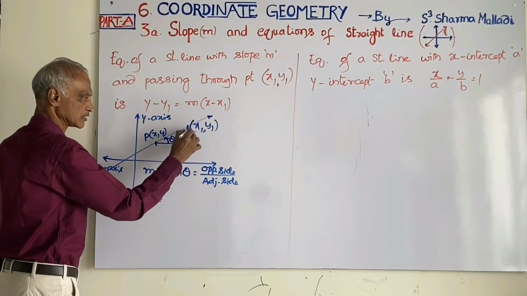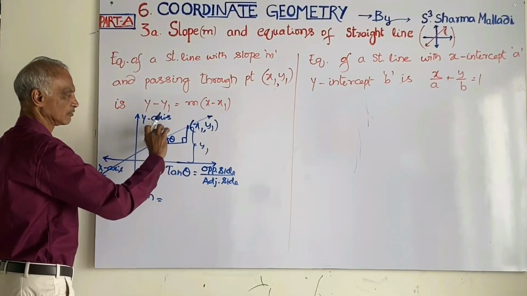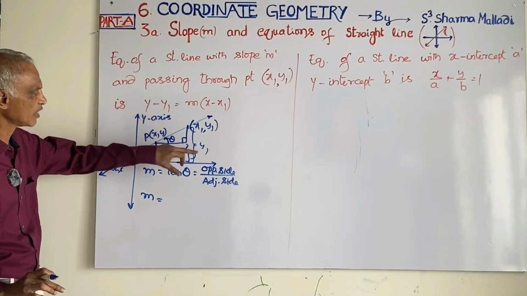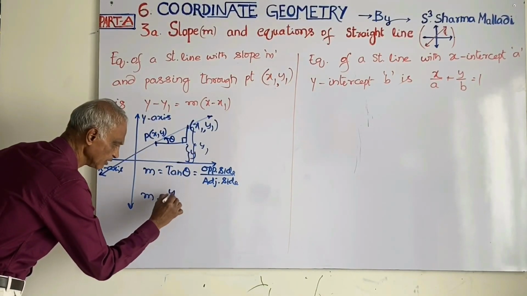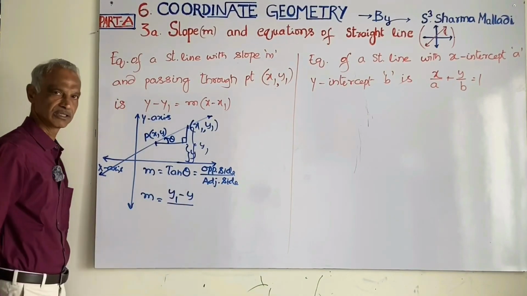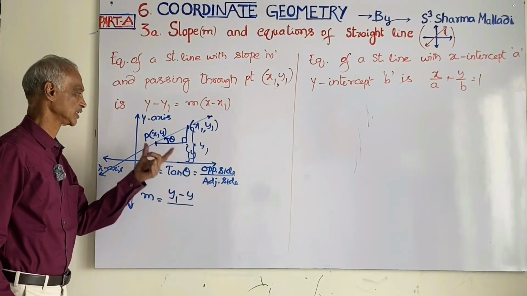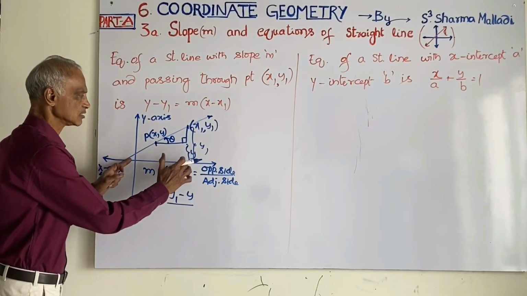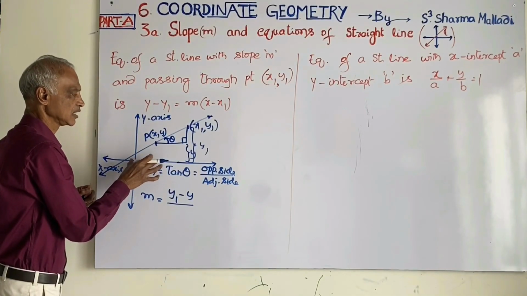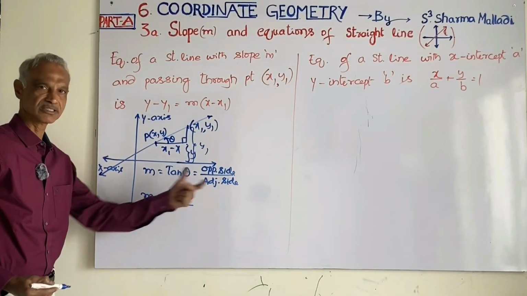This perpendicular distance: this distance is y1, and this distance we have to take from here, y. So this distance will be y1 minus y. So y1 minus y by, we have to find the adjacent side. Opposite side is y1 minus y. Now, what is the adjacent side? This distance is x1, we have to take from here, and this distance is x, so this distance will be x1 minus x.